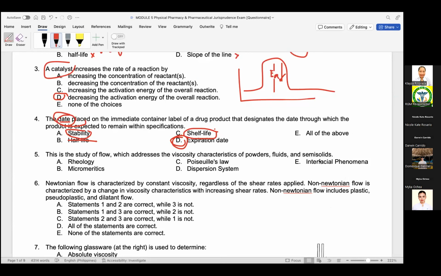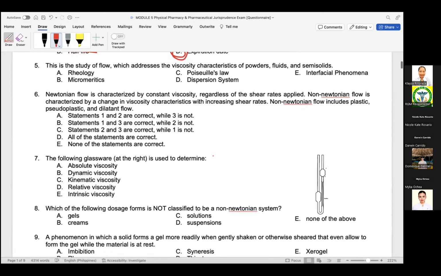Okay, next number 5. This is the study of flow, which addresses the viscosity characteristics of powders, fluids, and semi-solids. A, rheology. B, micromeritics. C, Poisson law. D, dispersion system, or E, interfacial phenomena. Number 5 is letter A, the study of flow or deformation of substances. No? So it addresses viscosity of the different types of dosage forms.